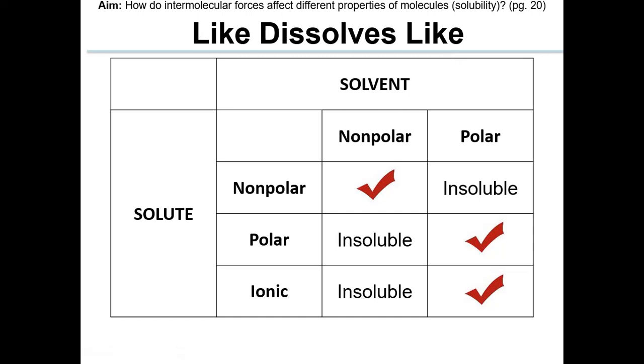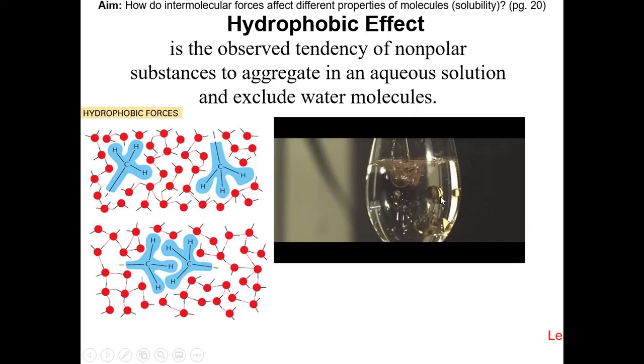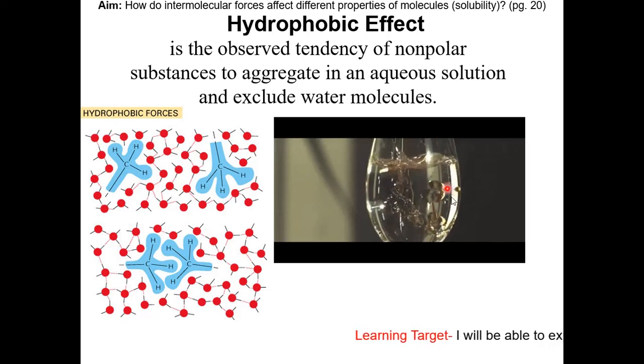Since molecules may have different degrees of polarity within the structure of the molecule, they might dissolve in polar and nonpolar solvents. So use like dissolves like to give you a general idea whether something will dissolve, not a general rule. An example of this in nature would be the hydrophobic effect. It is an observed tendency for nonpolar substances to aggregate in an aqueous solution and exclude water molecules. So you should have learned this last year in biology. So you can see from this example, nonpolar substances such as oil will clump together in a polar solvent, such as water.